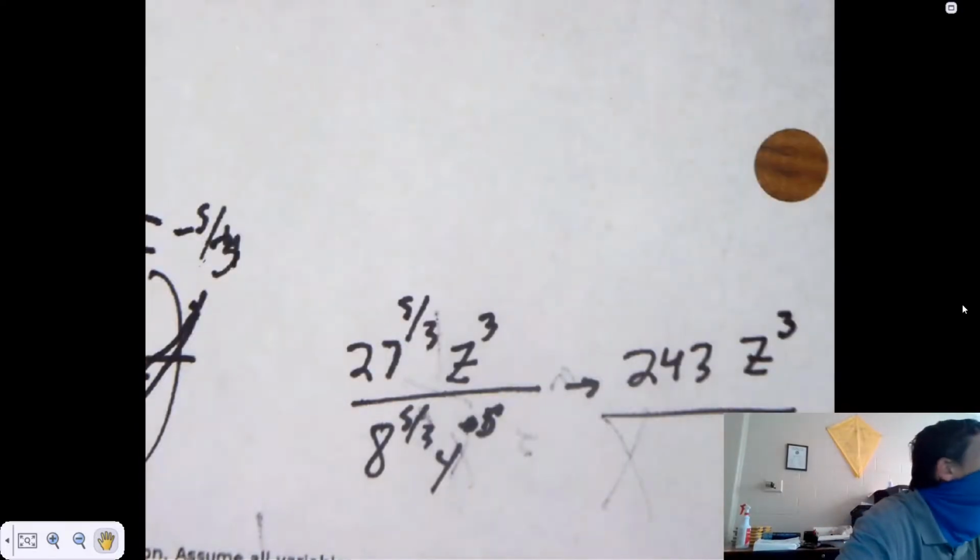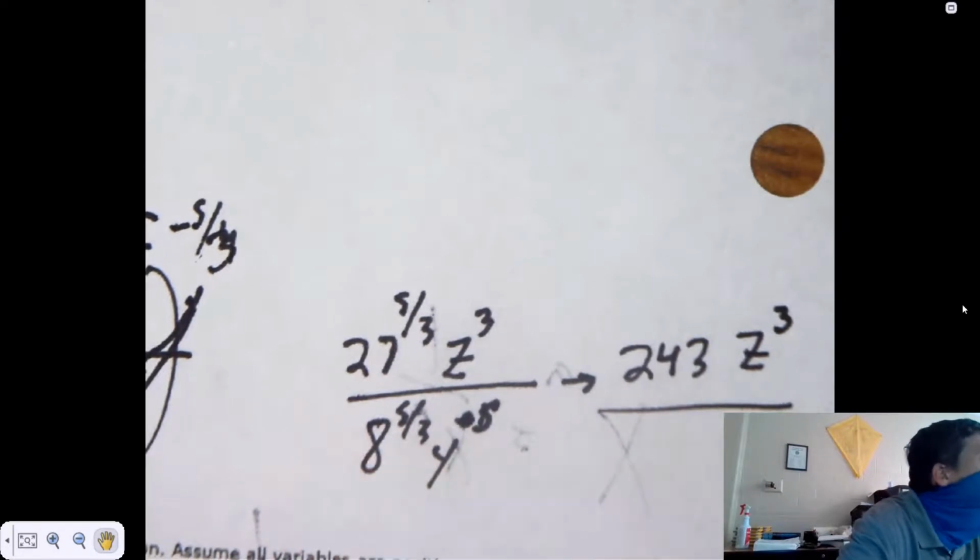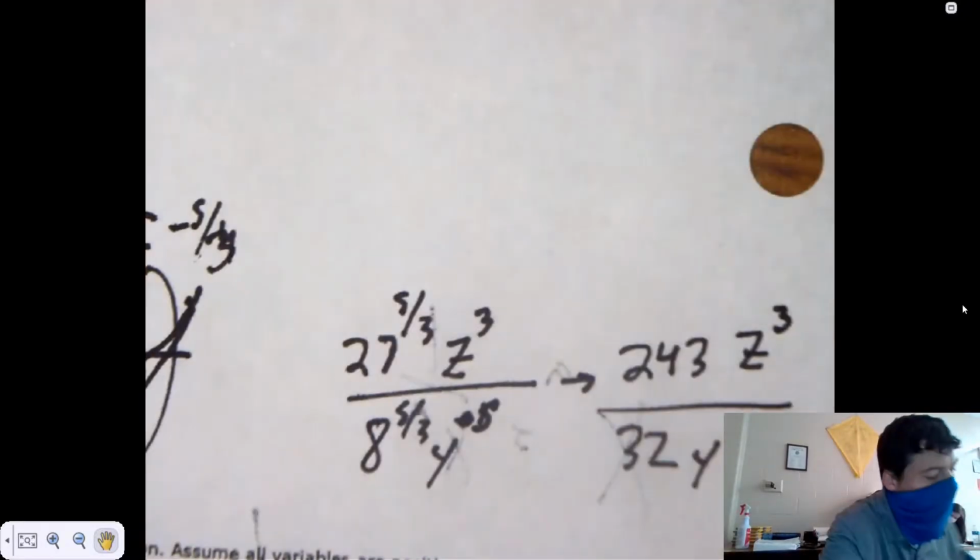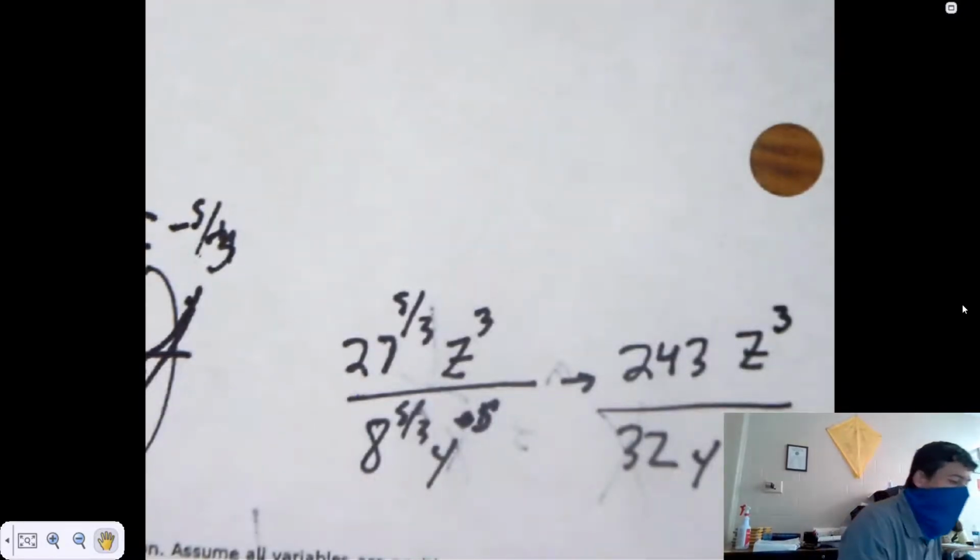243. Which you'd know if you had done that first one by hand. I swear you would have. And we all know the cubic root of 8 by now. It's 2. 32. Sorry, I messed that exponent up on that one.